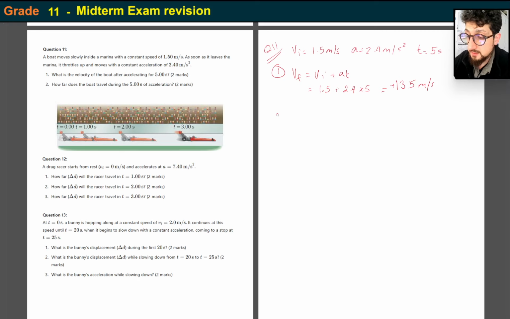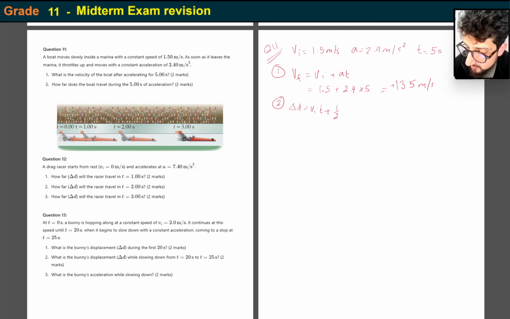Okay, let's look at part 2 of that question. How far does the boat travel during the 5 seconds of acceleration? Okay, so now we're going to use a different formula. And if you remember from our kinematic formula days, we can use this formula here. Excuse me, plus. Oh, this is terrible. How come I can't draw pluses today?